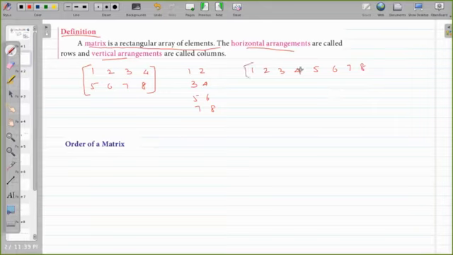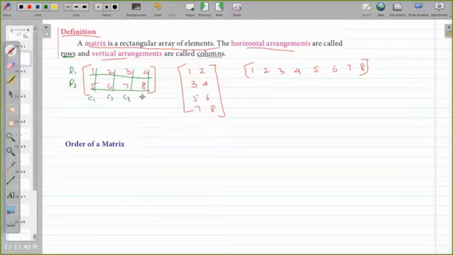Okay, children. So what do you observe here? We can see the horizontal lines. I see two horizontal lines. This horizontal arrangement is called a row, so this is row 1, this is row 2. Then we have one vertical, second vertical, third, and four verticals. The vertical arrangements are called columns, so it is C1, C2, C3, C4. There are two rows and four columns.